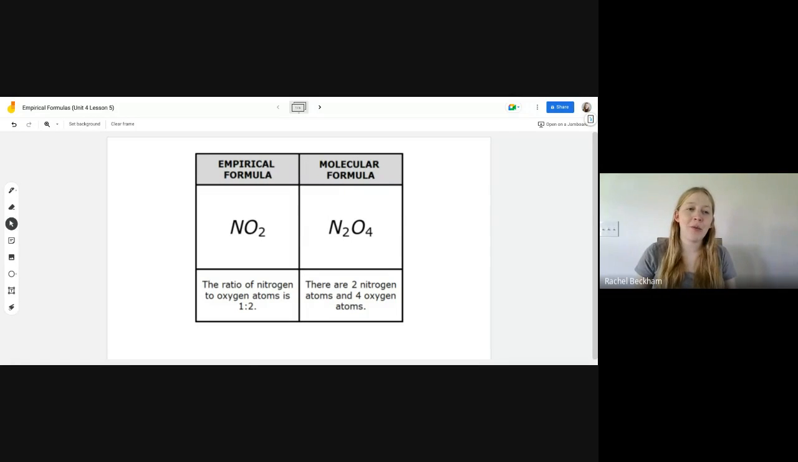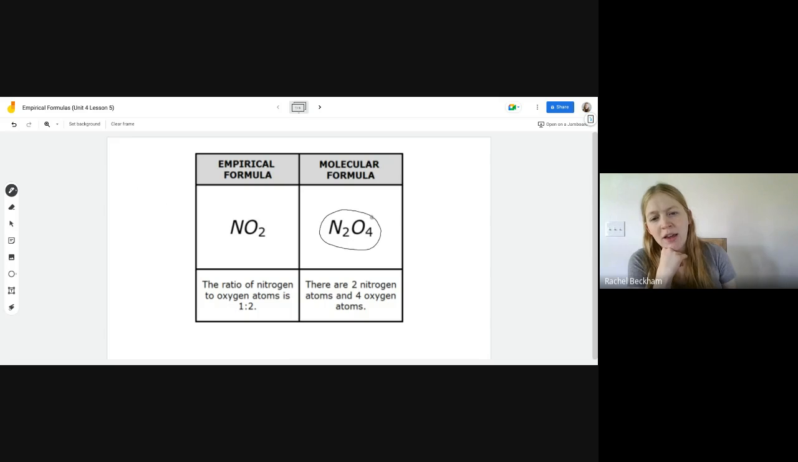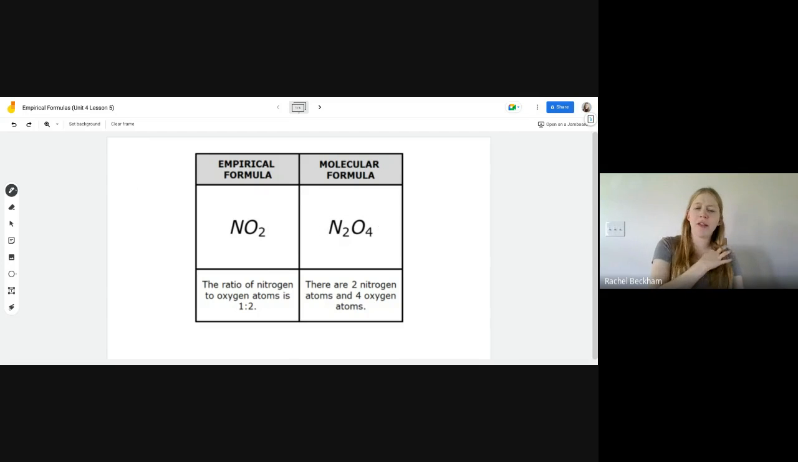Hey guys, now we're going to do part 2 of Unit 4, Lesson 5. We're going to learn how to write empirical formulas and molecular formulas. So an empirical formula is just some chemical formula that is the most reduced that it can possibly be. So NO2, for example. N2O4 is not the most reduced that it can be because both of these could be divided by 2 and they could still have a whole number, right? So the empirical formula is like the most reduced ratio between them, N1O2, right?